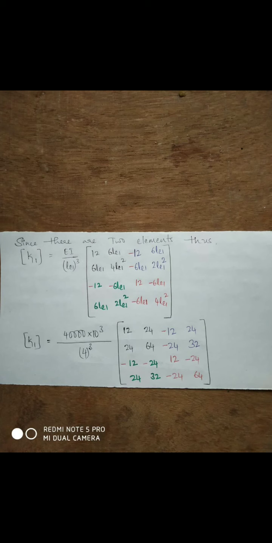12, 4LE1 square, minus 6LE1, minus 6LE1, the numbers that are written in red color. Similarly, minus 12, 2LE1 square, 6LE1, minus 6LE1, and finally the numbers written in green color: minus 12, 2LE1 square, minus 6LE1, 6LE1.